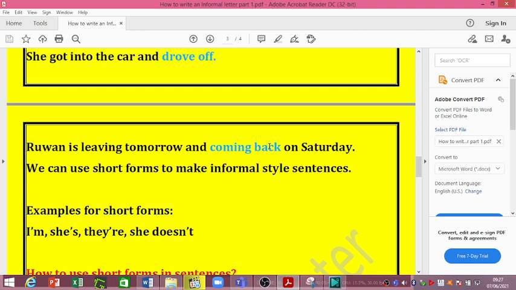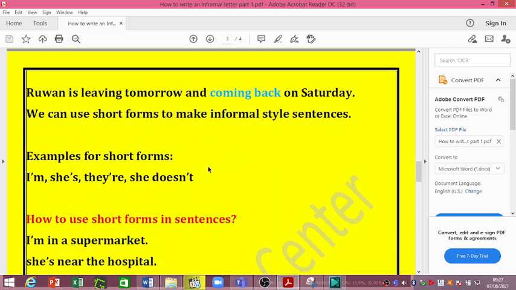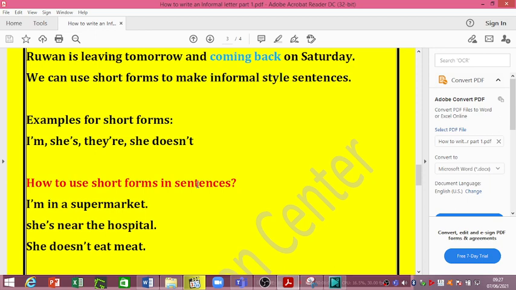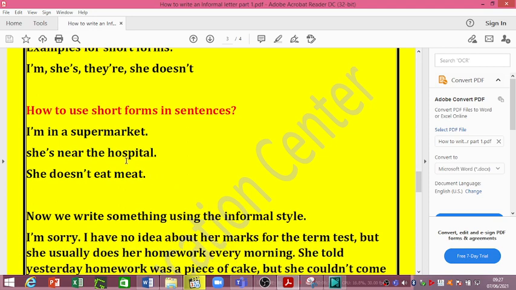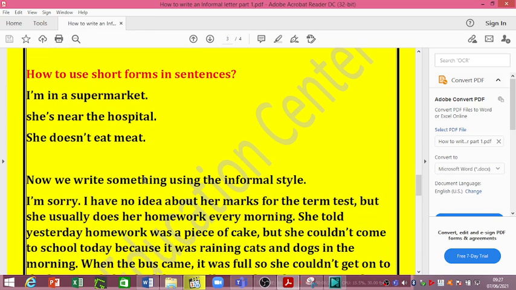There is another method to make sentences informal, that is, we can use short forms to make informal style sentences. Short forms, you know that, right? For the long form I am, you can say I'm. She is, they're, short form. For she does not, you can say she doesn't. It's a short form. Yes, then you can use short forms to make sentences. Then that sentence becomes informal style. I'm in a supermarket. She's near the hospital. She doesn't eat meat.